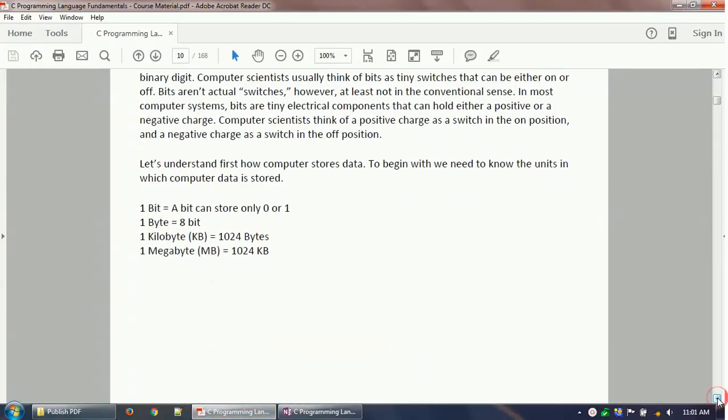So let's take the measurements of binary data. You know that a bit can store only 0 and 1, a byte is 8 bits, a kilobyte is 1024 bytes, and 1 megabyte, which is an MB, is 1024 kilobytes.